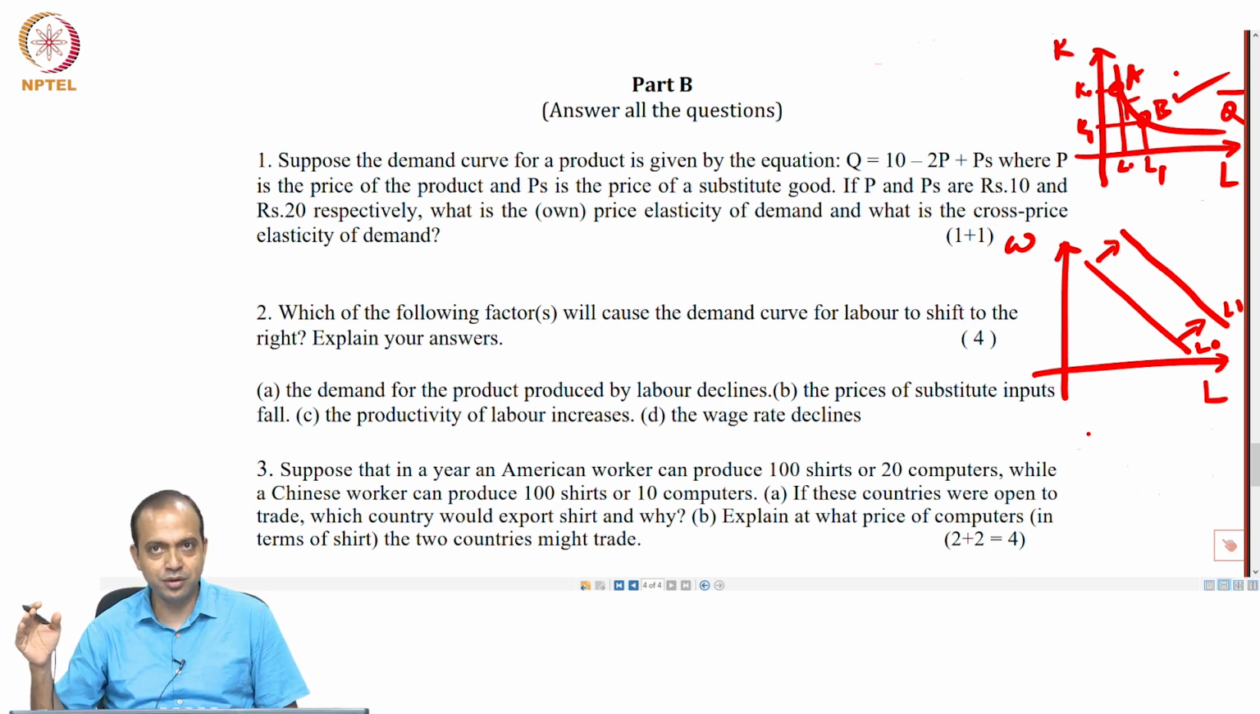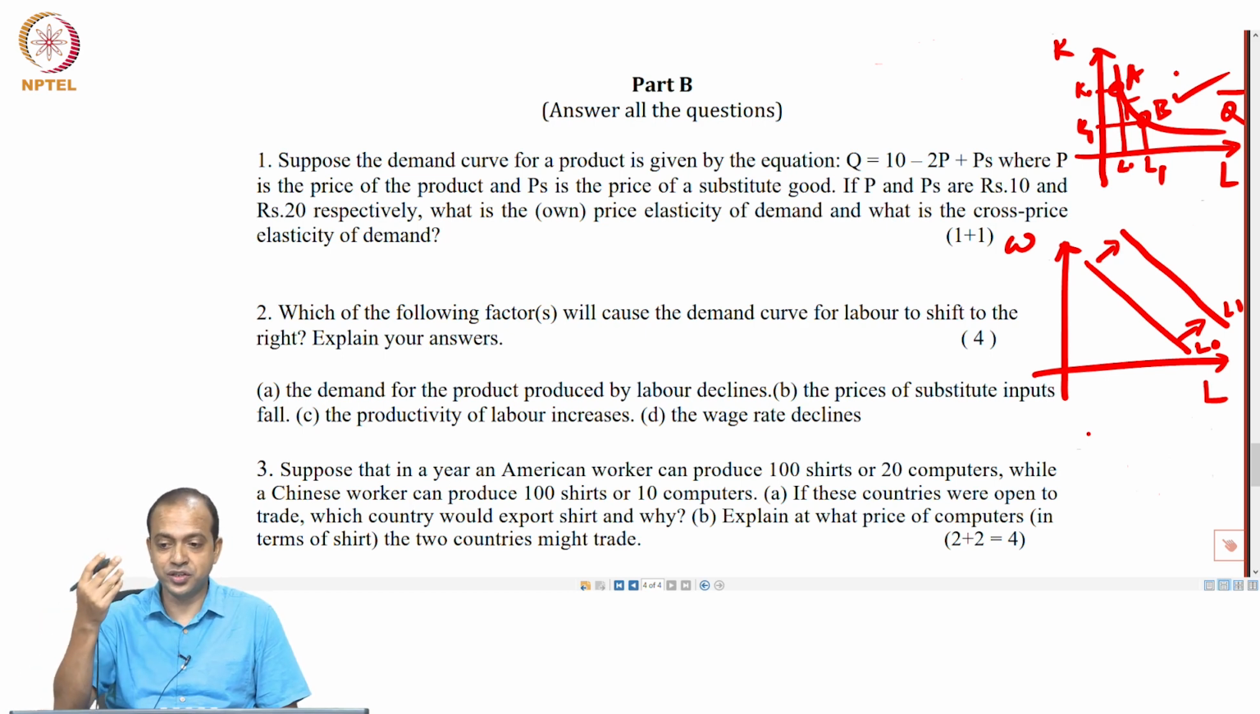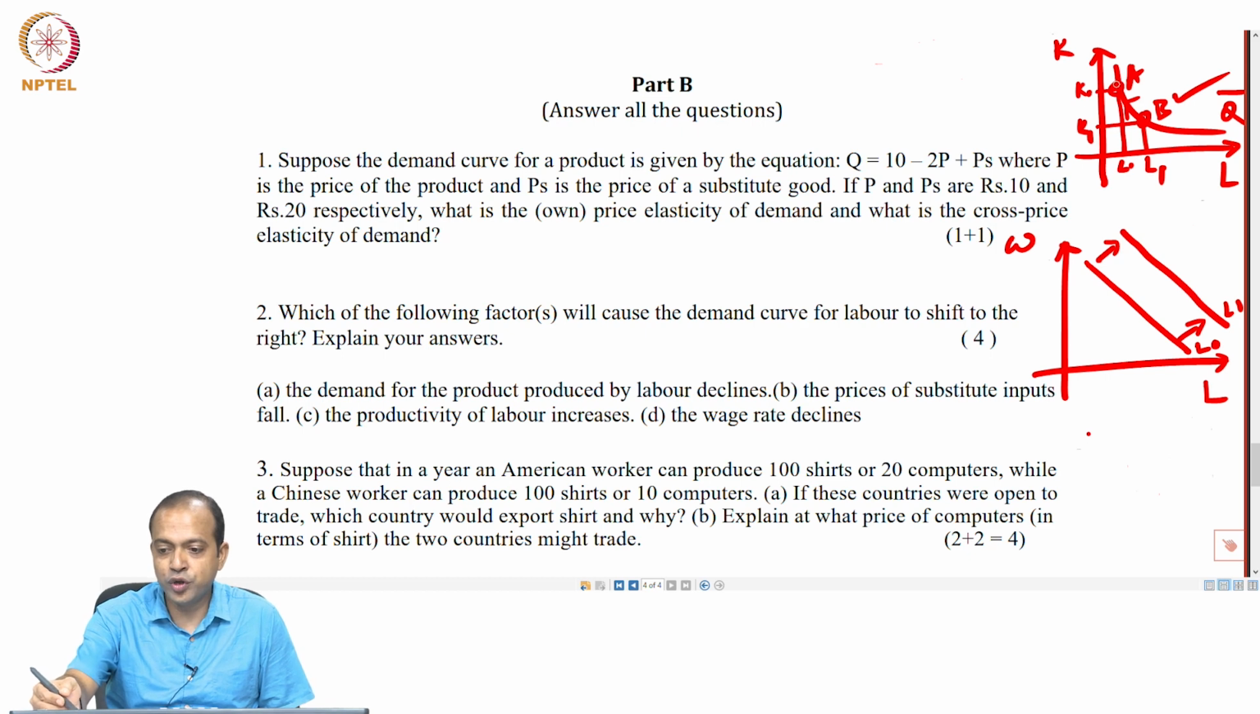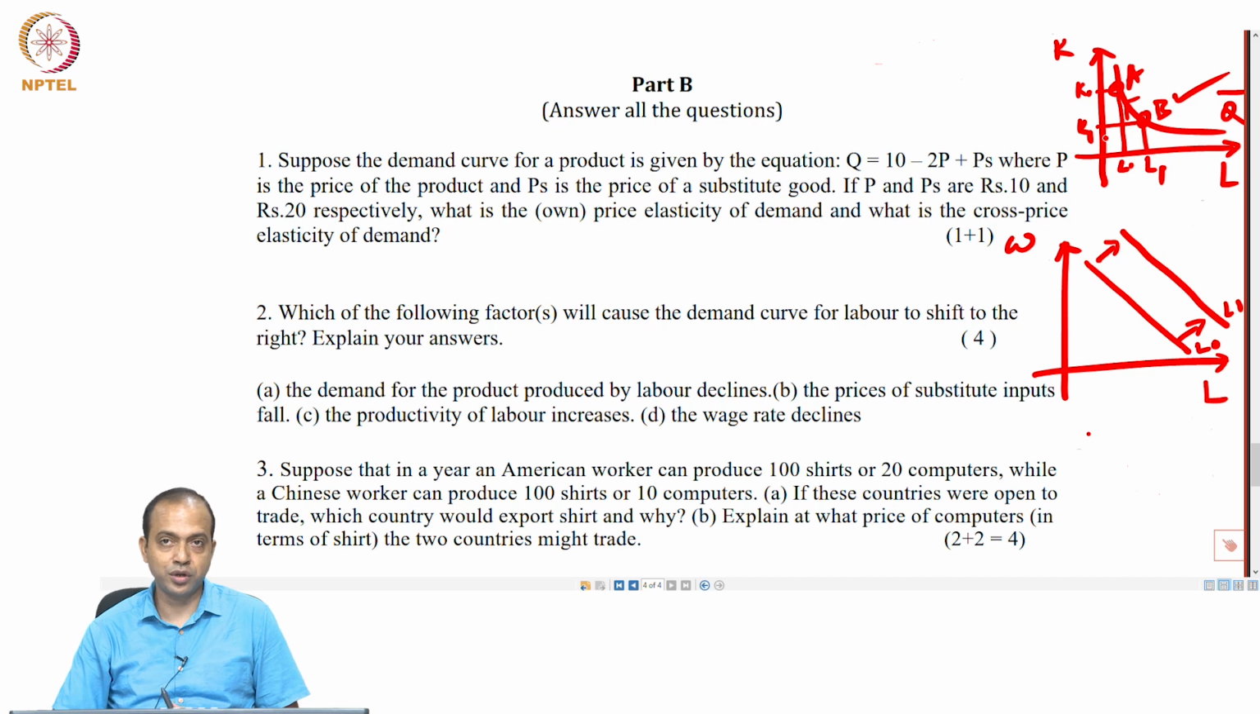The opposite thing may happen if the movement is from A to B. If the price of the substitute input increases, obviously the production will become more labor intensive, and a movement from A to B would indicate the producer will use more labor and less capital. So, demand for labor cannot increase. So, that means option B is also not the answer.